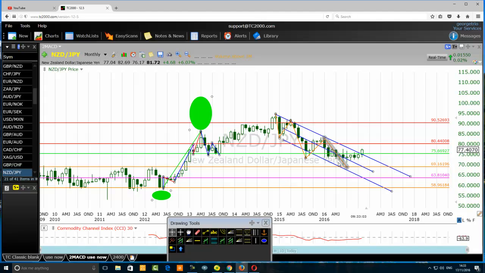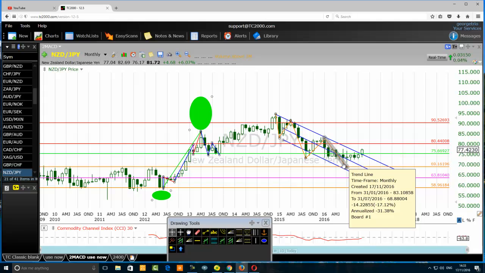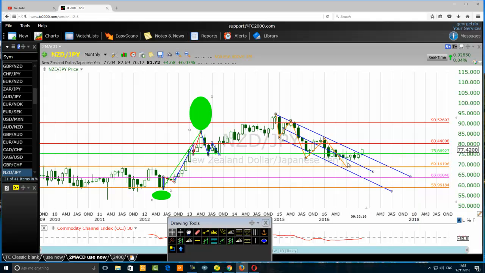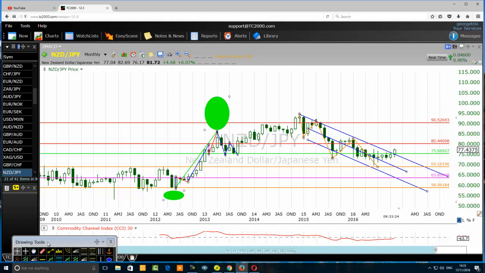1, 2, 3, 4, 5 down. You can see again these waves are overlapping. This is the C part of a flat correction. Okay, let's zoom into this session where we have the Elliott wave violation.